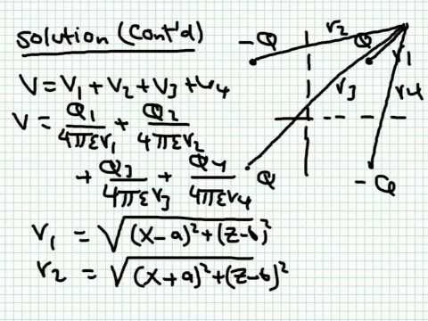Of course, these are x and z. So this one here is A, 0 and B. This one here is minus A, 0 and B.